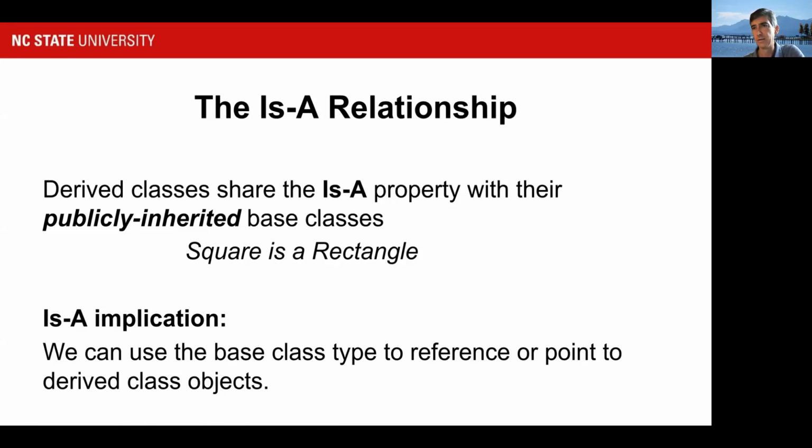This is really important because what it means is that I can have some base type like rectangle that could point to rectangle objects or square objects. And so if I want to write a function that might take a square or a rectangle, I don't have to write two versions of the function. I can write one version of the function that takes a rectangle reference. And then I can pass into it either a square or a rectangle, and it will work. And so that's pretty useful. That's a pretty useful feature.